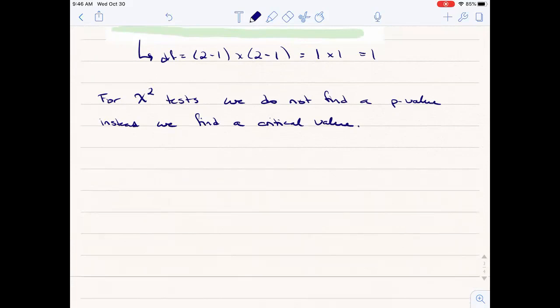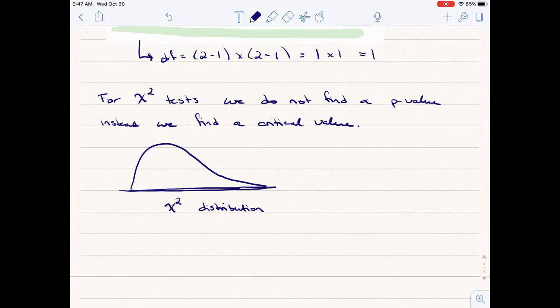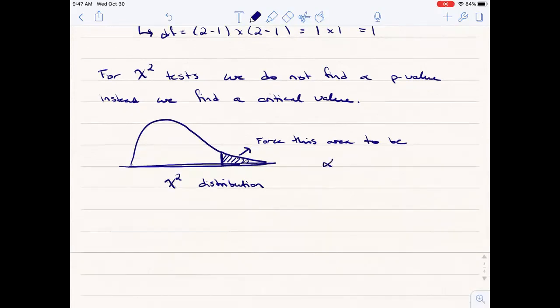So if we've got a chi-squared, and you can see it on the table that I gave you, it kind of looks like this. It's a skewed distribution. So this is a chi-squared distribution. And the numbers on this number line are going to change depending on your degrees of freedom, but the idea stays the same. So when I say find a critical value, what we're going to do is force this area to be alpha equals 0.05. That's our default.